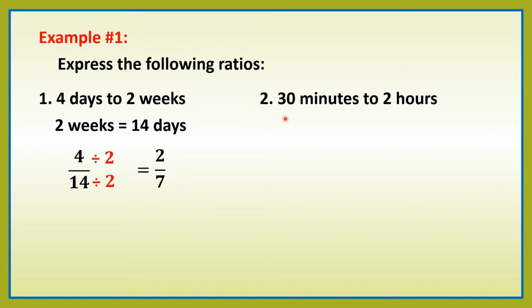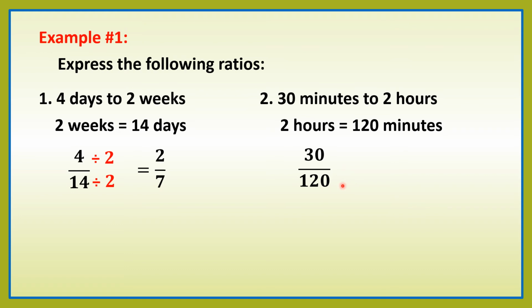Number 2, 30 minutes to 2 hours. So, minutes ito. The other one is hours. So, convert natin ang hours into minutes para same unit sila. In every 1 hour, meron tayong 60 minutes. Since ito ay 2 hours, therefore, that is 120 minutes. So, we will have now 30 over 120.